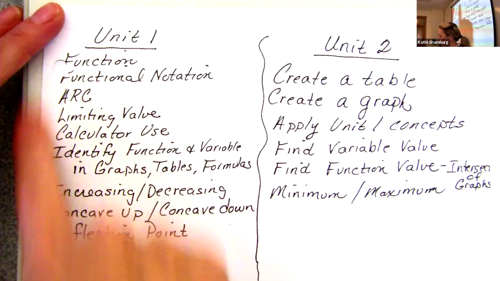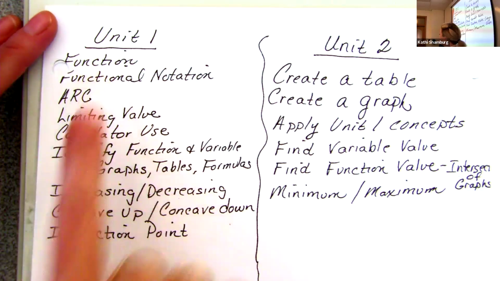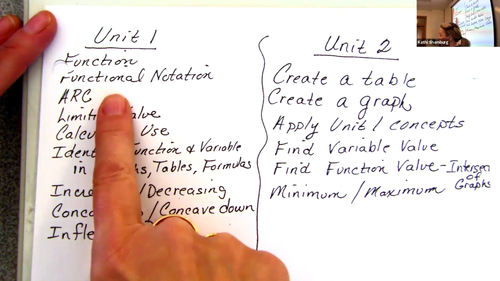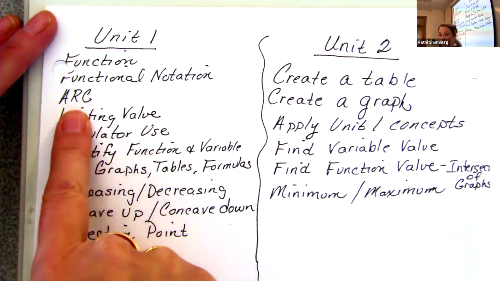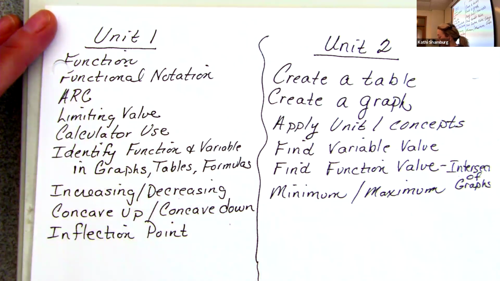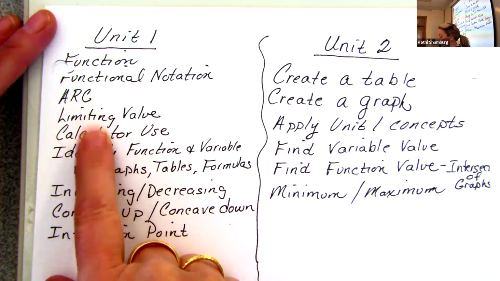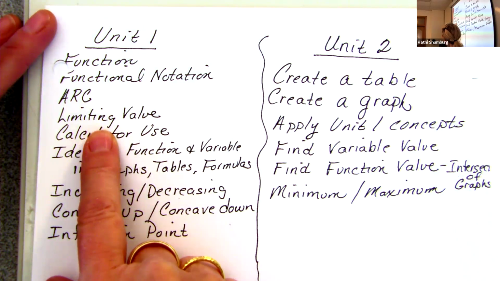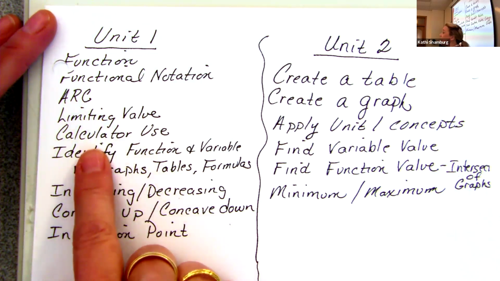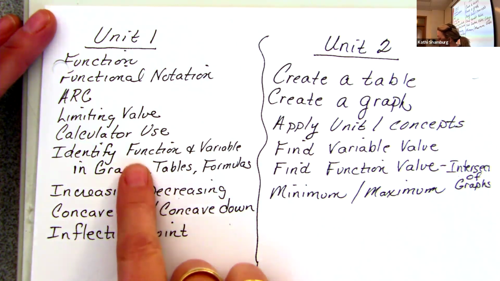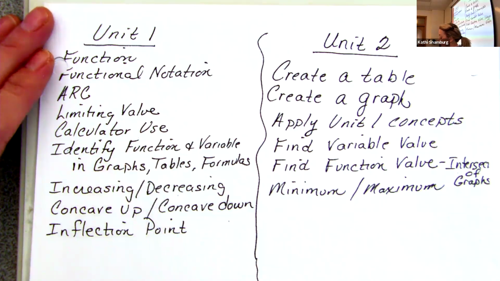In unit 1 is when we obviously started with what a function is. We talked about and learned functional notation. What's ARC? Average rate of change, and we learned how to calculate that. We talked about a limiting value, which we'll get into a problem today that has that in it. And then, of course, each unit we introduced calculator usage of how we would answer questions.